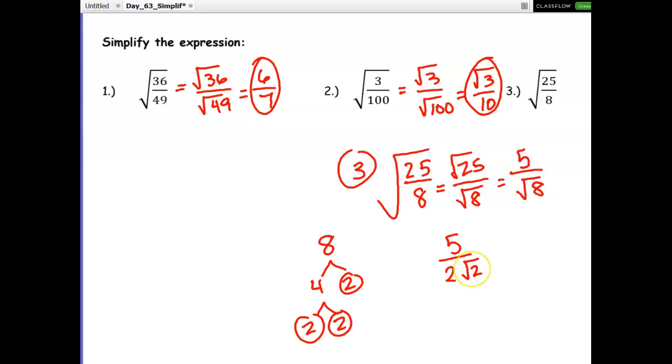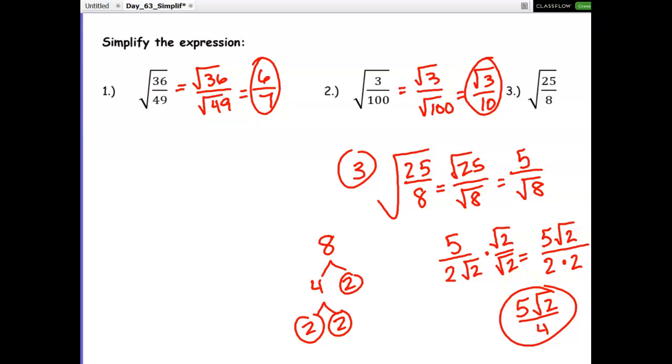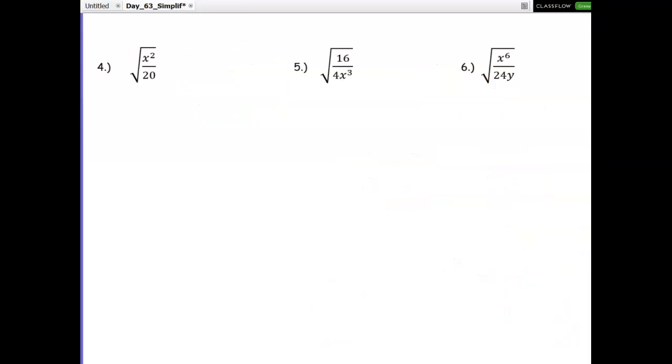But we want to get rid of the radical 2 in the denominator, so we're going to multiply by 1, which is radical 2 over radical 2. And we end up with 5 radical 2 divided by 2 times 2, or our final answer, 5 radical 2 over 4. Okay? So if at any point you want to pause the video and try one, you can do that. But moving on to number 4, we can have variables.